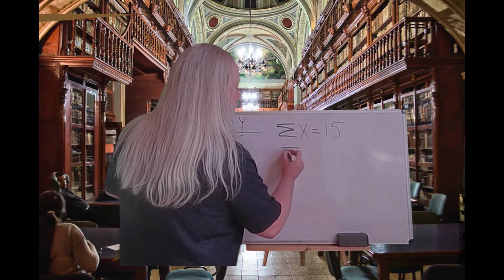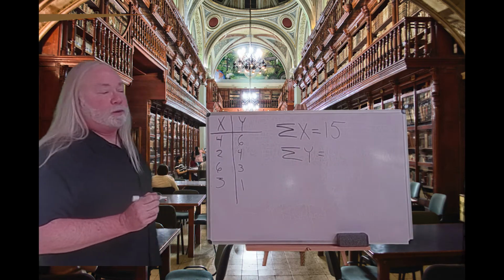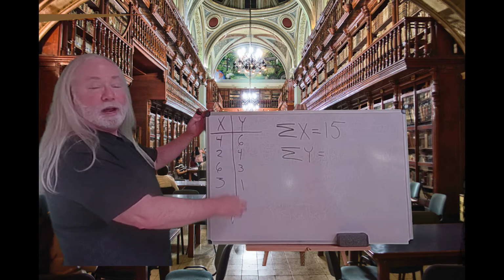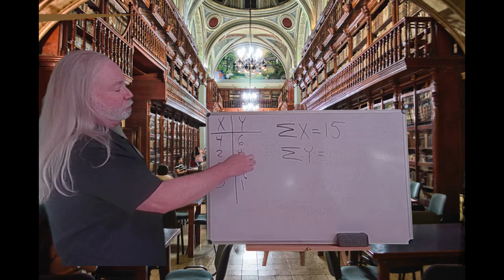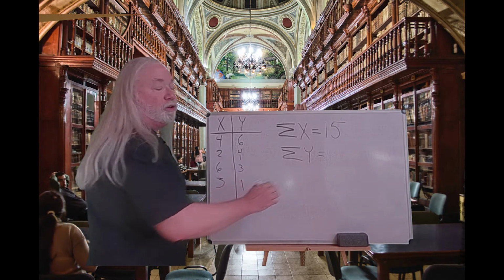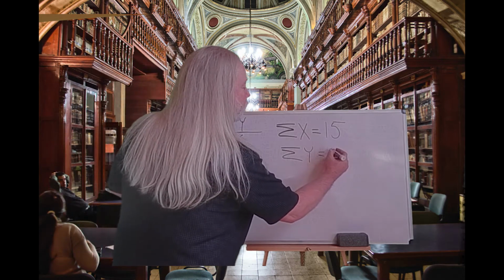Likewise, I could have said, all right, well, let's do the summation of the raw scores for variable y. Well, you do the exact same thing. You look at variable y and you add up whatever scores you've got for it. 6 plus 4 plus 3 plus 1. So the summation of raw scores for variable y is 14 points.